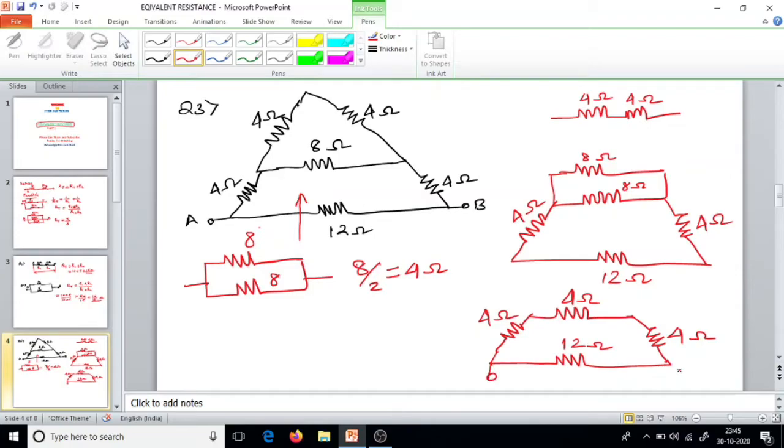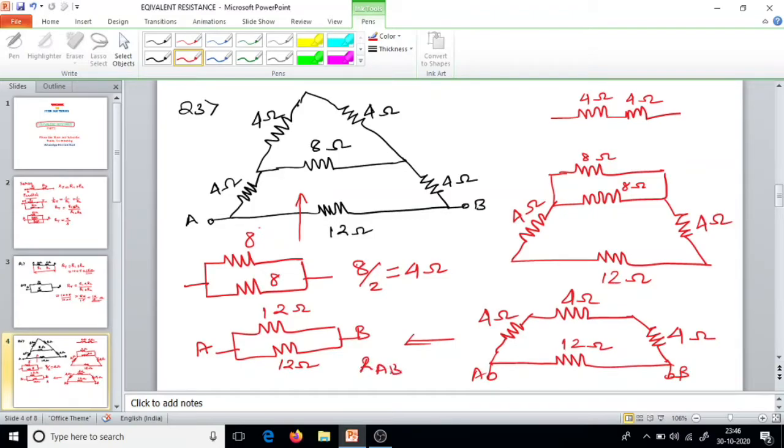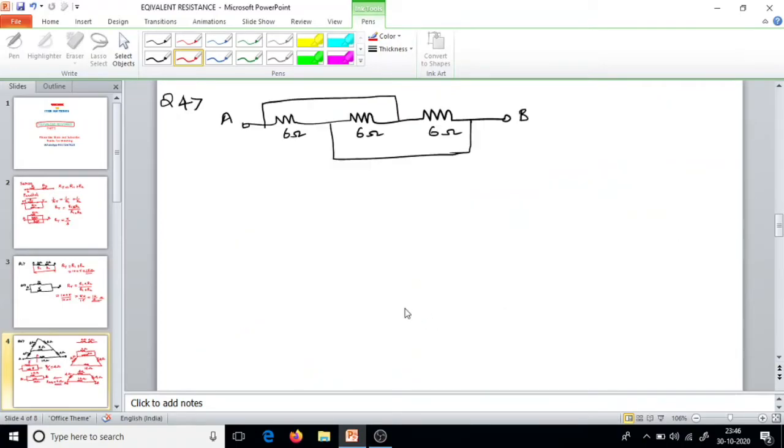Now these are our A and B points. This 4 ohm plus 4 ohm is 8 ohm, and 8 ohm plus 4 ohm is 12 ohm. So 12 ohm in parallel with 12 ohm. The resistance across A and B, R AB, equals 6 ohm. That is the answer. Okay, we will see the next question.